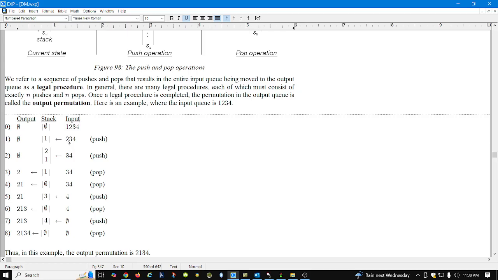It takes it off the input queue. Then I did another push. Now 2 is on the stack on top of 1. Then I pop the top of the stack, the 2, onto the output queue, and that reduces the stack, doesn't change the input.